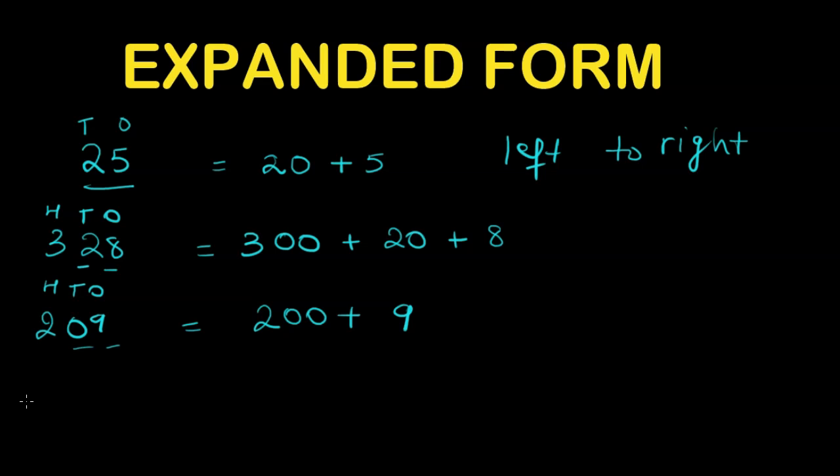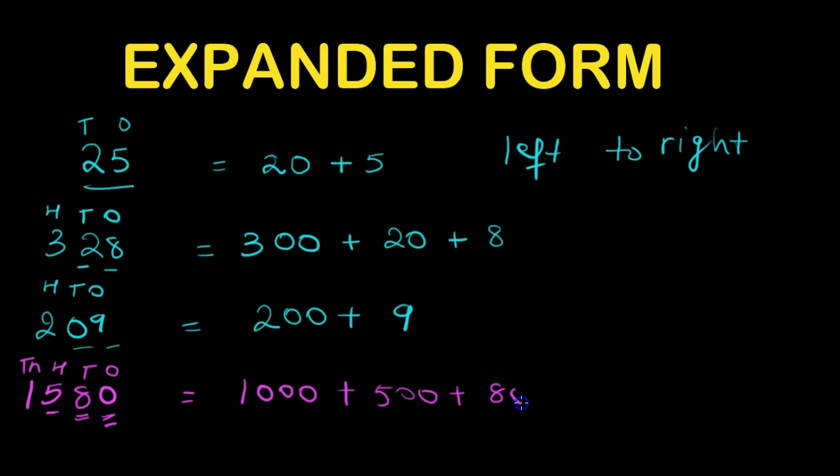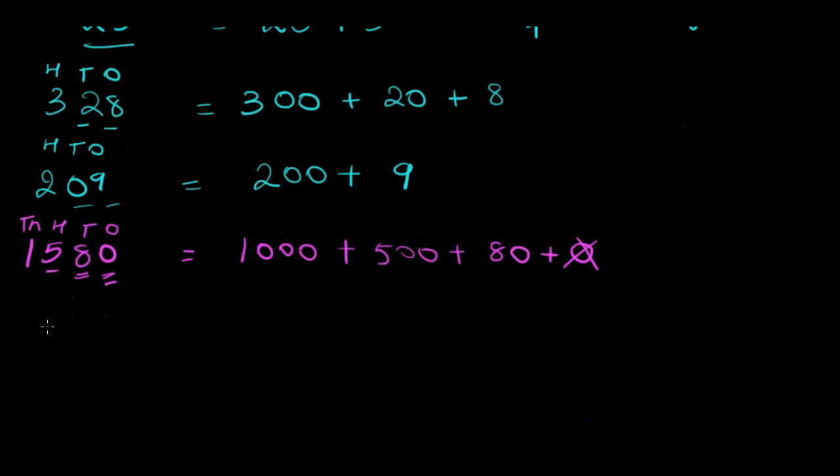Next, we can take up an example of a 4-digit number. Let's say we have 1580. We write out the place values ones, tens, hundreds, thousands. So 1 is at the thousands place, 3 zeros after it. 5 is at the hundreds place, 2 zeros after it. 8 is at the tens place, 1 zero after it. And the 0, we can mention it or not mention it, it doesn't matter.